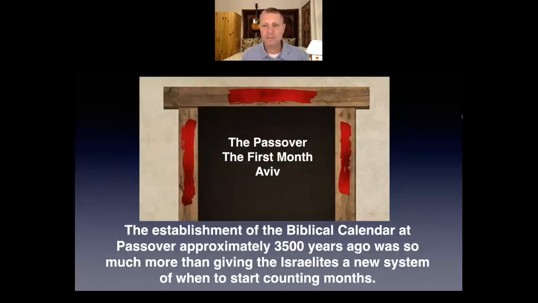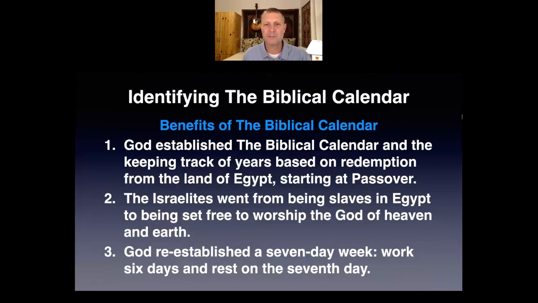The establishment of the biblical calendar at Passover, approximately 3,500 years ago, was so much more than giving the Israelites a new system of when to start counting months. And I wanted us to review the benefits of the biblical calendar as we have seen so far in the scriptures. God established the biblical calendar and the keeping track of years based on redemption from the land of Egypt starting at Passover. That was to be the beginning of months of the year. The Israelites went from being slaves in Egypt to being set free to worship the God of heaven and earth.